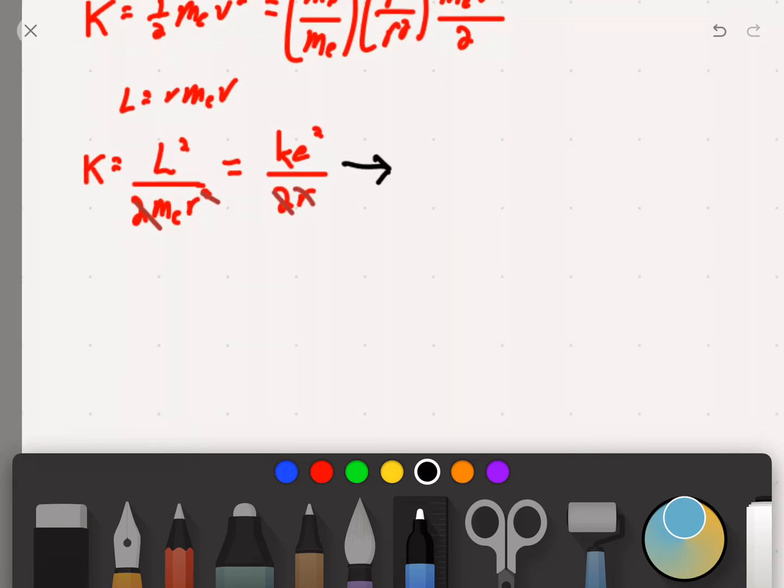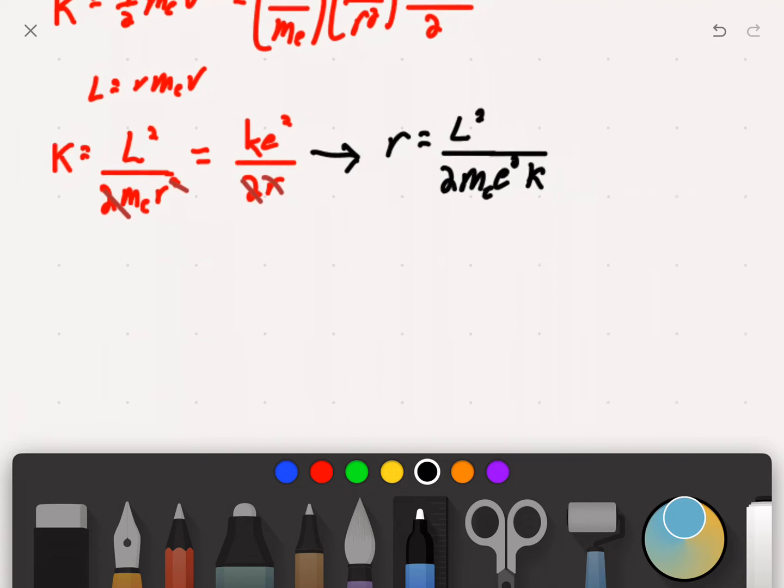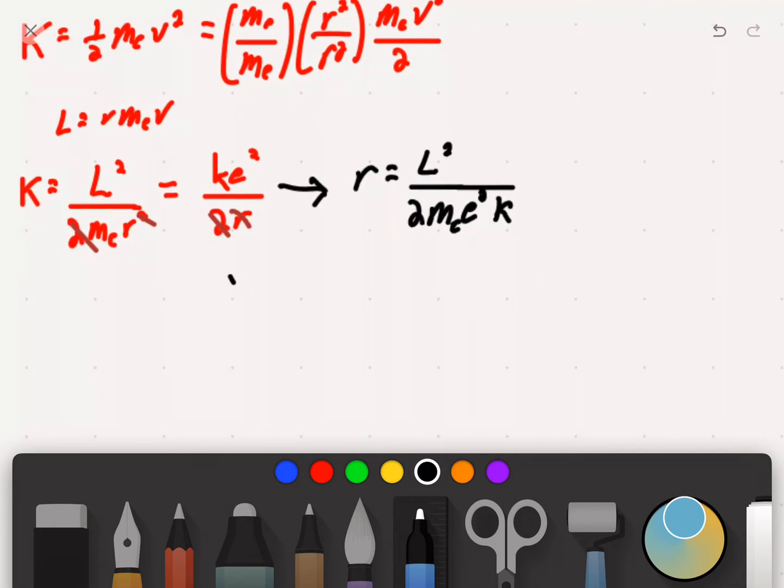So this gives us that r is just equal to L squared over 2 times the mass of an electron times the charge of an electron squared times Coulomb's constant. If we substitute in Bohr's expression for the quantized angular momentum, we get r is equal to n squared h bar squared over 2 times the mass of the electron, Coulomb's constant, and electric charge squared.